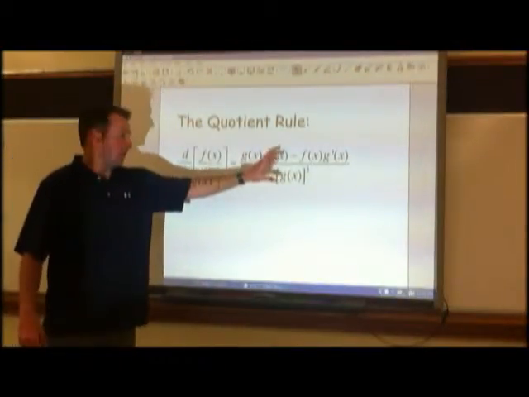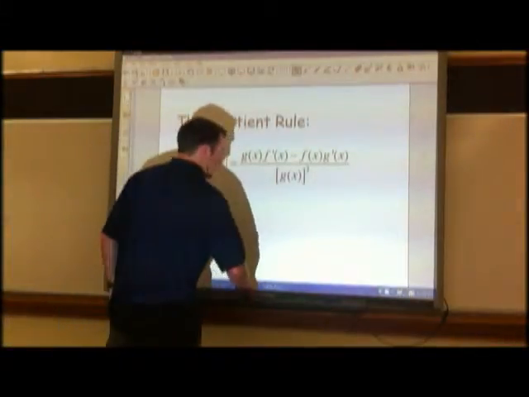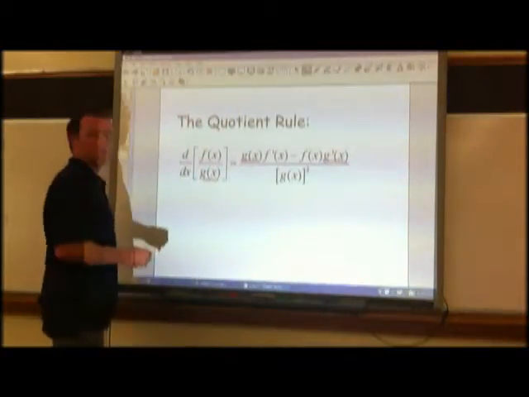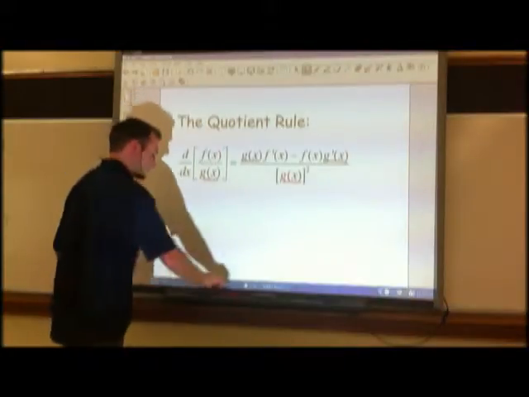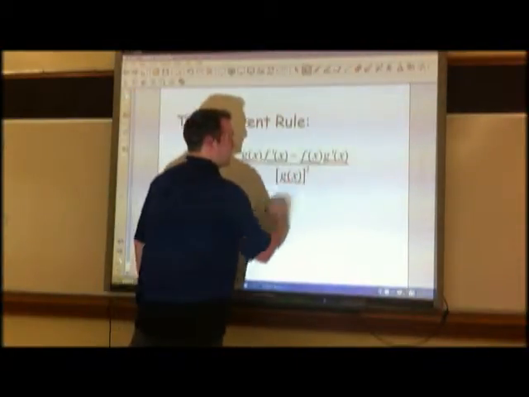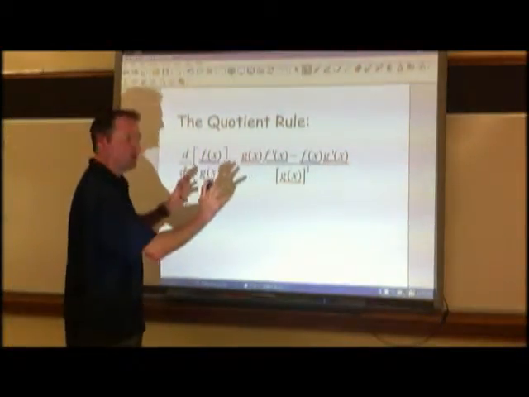It looks a little daunting when you first look at this thing, but you can see that g of x is just showing up here and here, once in its original form, once as a derivative, and then on the bottom is all g of x. And then you've got f of x, or the numerator, in the two spots in between. So when you look at that, you can see it's not so confusing once you see how it's laid out.